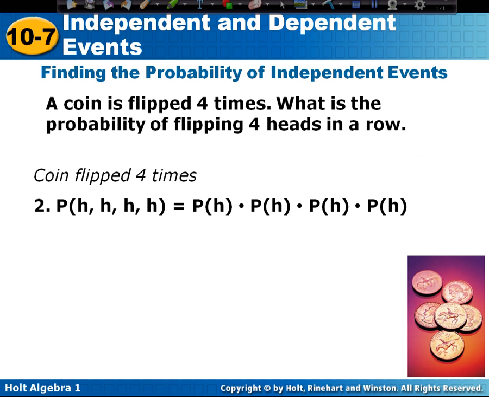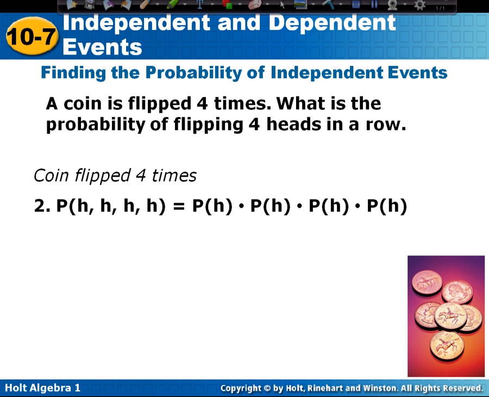So the probability of flipping heads for each flip is 1/2. There's a 50-50 chance it's going to be heads, a 50-50 chance it's going to be tails. So I want you to write the problem. Write coin flipped 4 times. This is an independent event because it doesn't matter what it landed on last time. All that matters is what it lands on this time. The events are independent of each other.